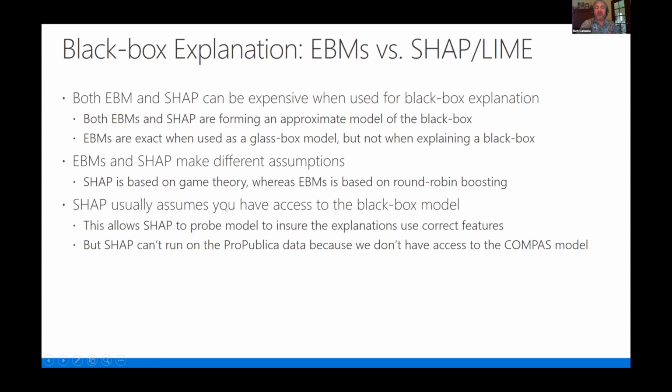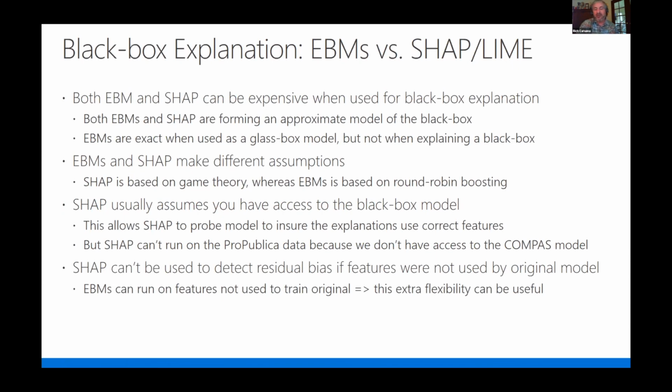SHAP, however, usually assumes you have access to the black box. And because of that, it demands that you can probe the model multiple times. But because of that probing, it actually is more likely to tell you what are the correct features that are being used in the black box model. But SHAP, for example, can't be run on the ProPublica data, and that's because we don't actually have access to the COMPAS model. We only have access to the predictions from the COMPAS model. We can't repeatedly probe it anymore.